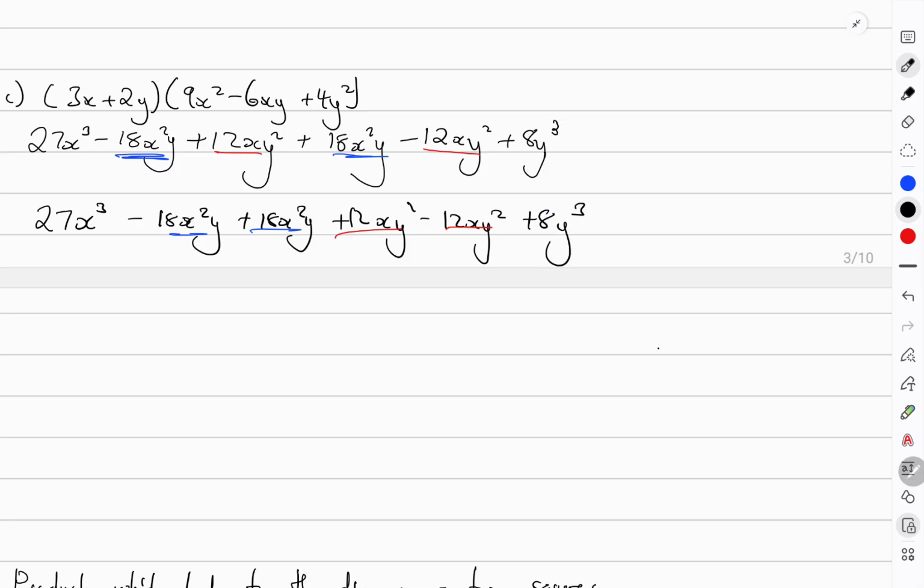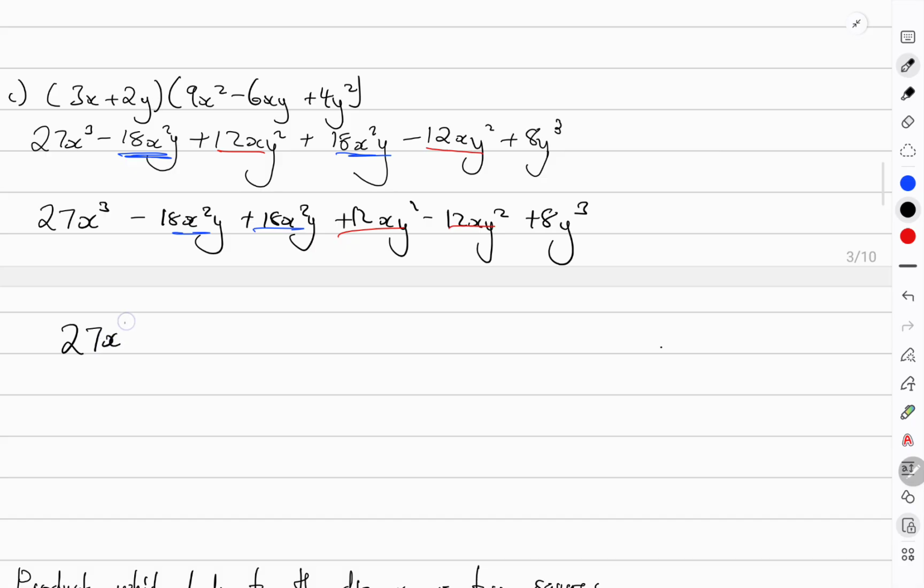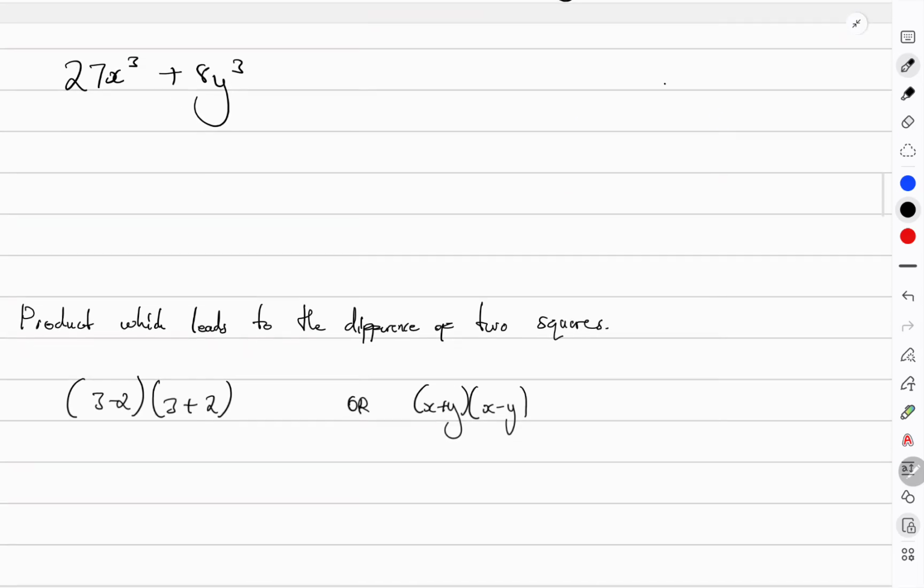Therefore, it means my answer will become 27x to the power of 3. What is negative 18x squared plus 18x squared? That will become a 0. What is 12xy squared minus 12xy squared? That is going to become a 0, meaning I'm going to be left with 8y to the power of 3. That becomes my solution, right?